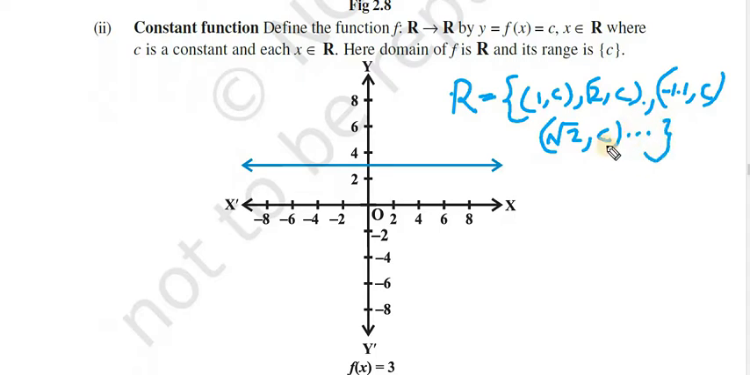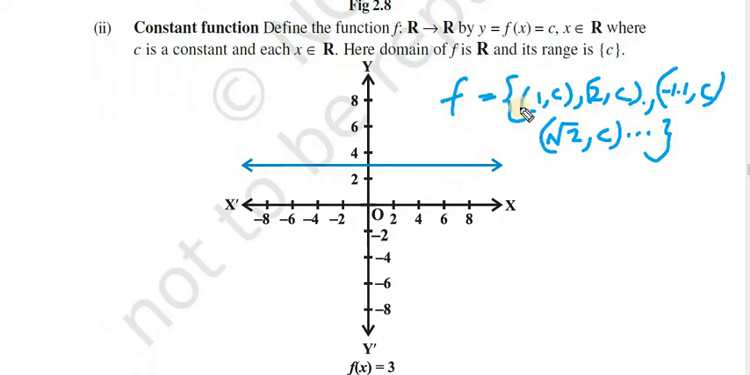Okay, what is this function called? If you have a function like this, we call it a constant function. I think this should be f actually. So this is the constant function.